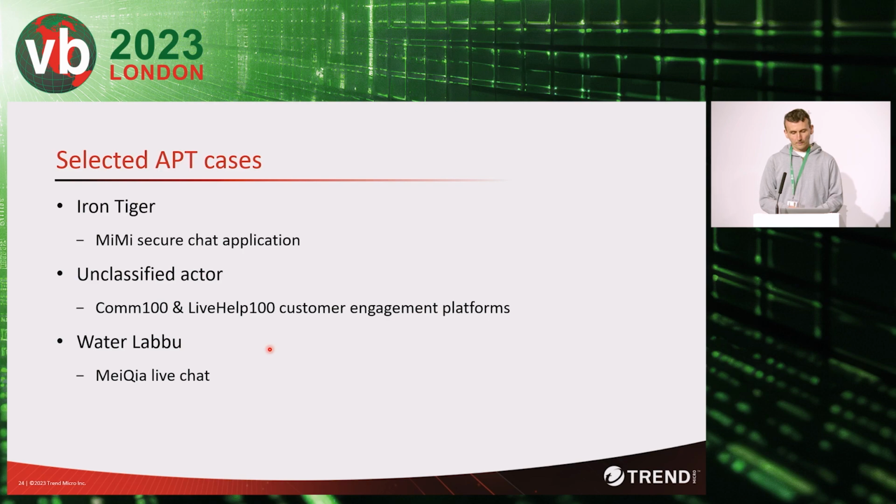Now I will talk about three different APT cases, which I have helped to research in the past. These are Iron Tiger and the application called Mimi security chat application. Then one more actor, which we don't give a special name, but this actor was responsible for abusing the Com and Live Help customer engagement applications. And the third actor we call WaterLabu, and the application they abused was called Meitia live chat.